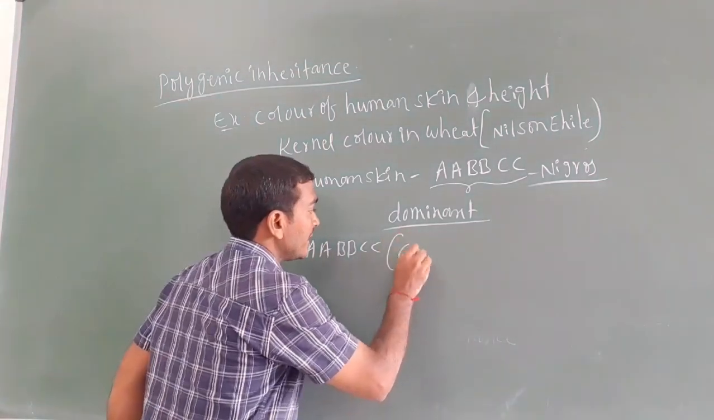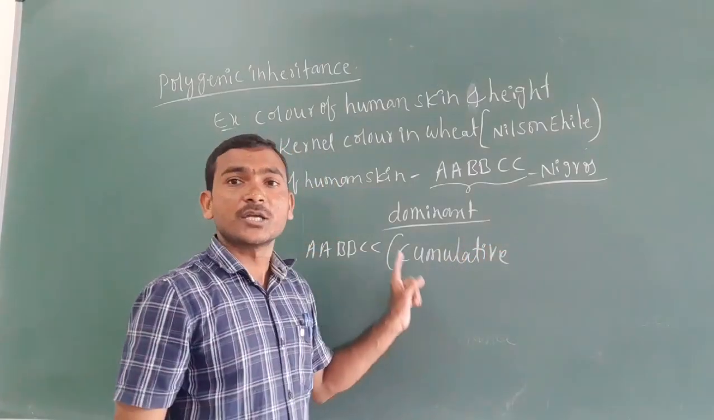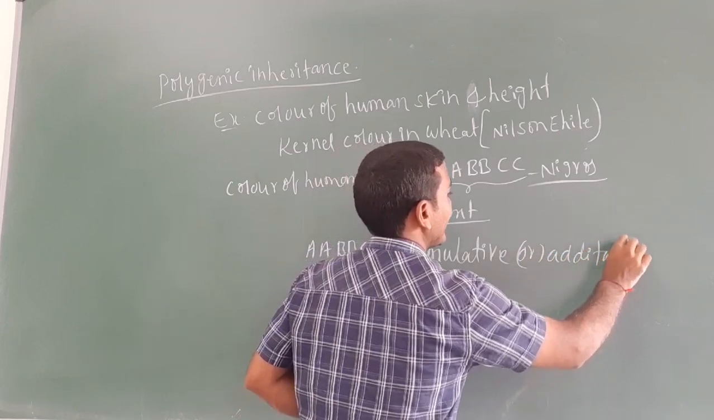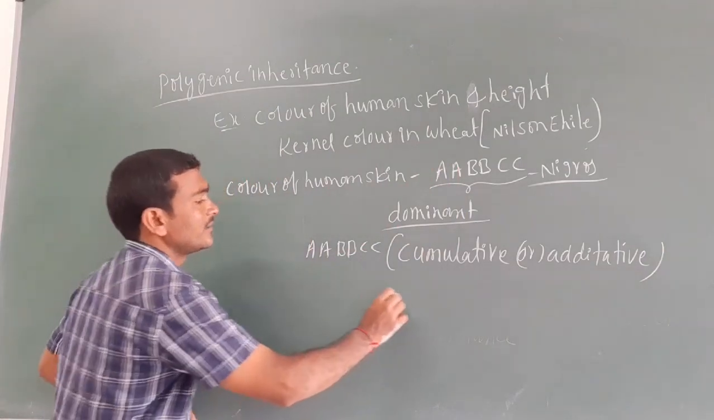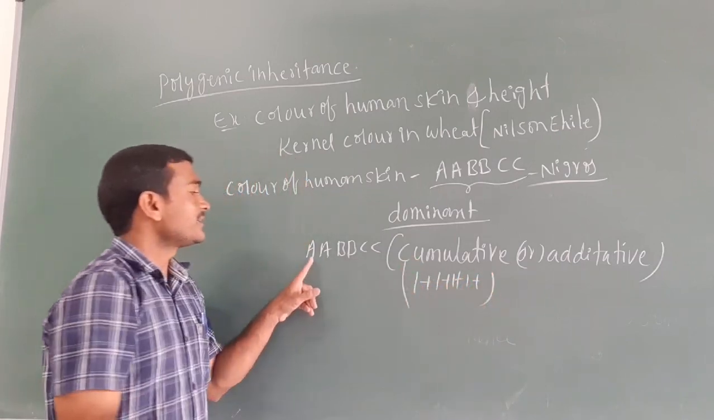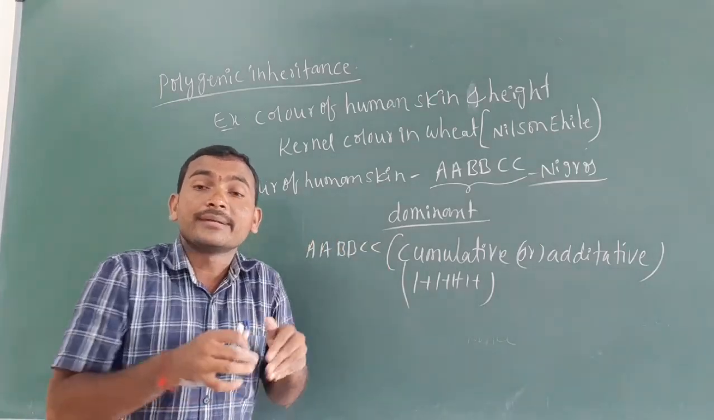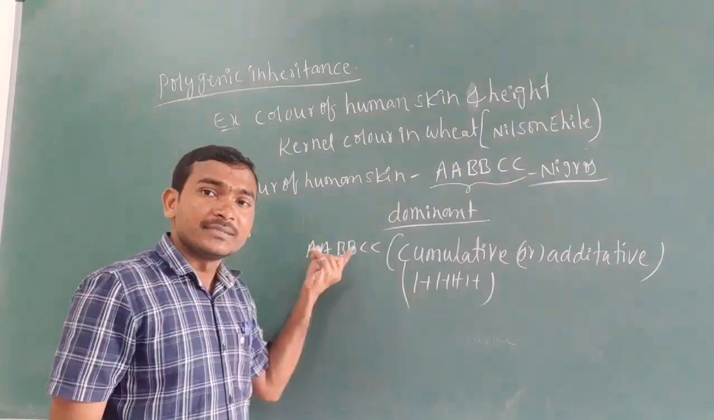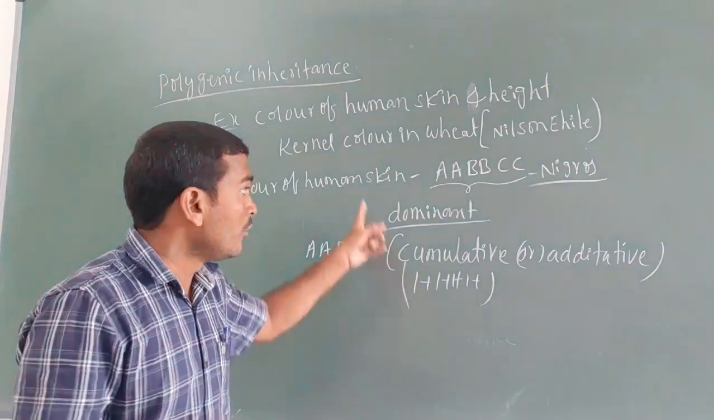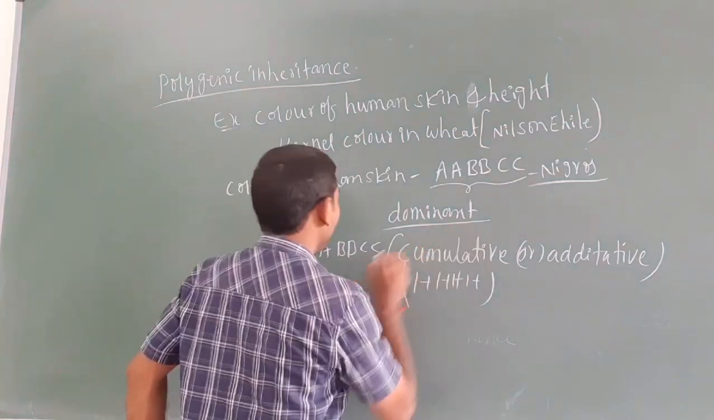It means polygenic inheritance is cumulative or additive. What does cumulative mean? Like plus 1 plus 1 plus 1. Capital A plus capital B plus capital C, these three combined together can express. When all the capital ones are there, they can express a complete character. So all these dominant genes are called contributing genes.